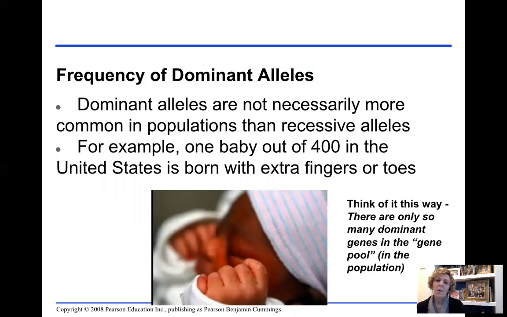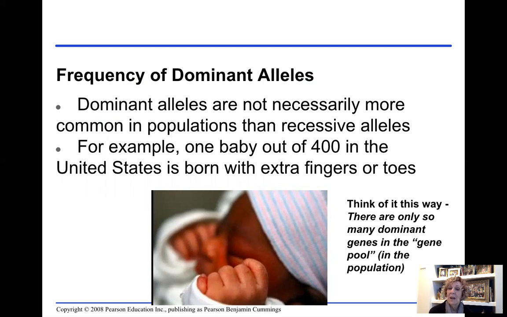So, frequency of dominant alleles. In a dominant allele situation, if you have one copy, it's going to be expressed in your phenotype. So you would think that dominant alleles would be more frequent, but they're not. For example, there is polydactyly, where you can have more than five fingers or toes, and only one baby out of 400 in the United States is born with an extra finger or toe. If it's dominant, why isn't it more frequent?